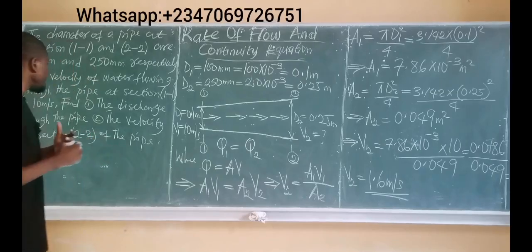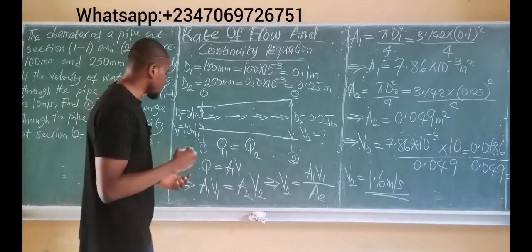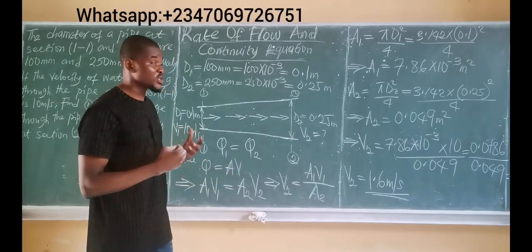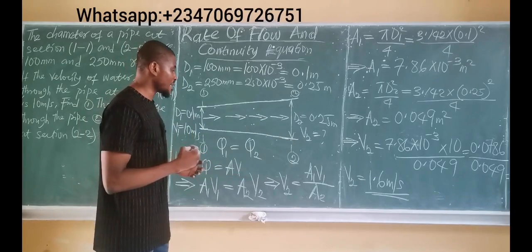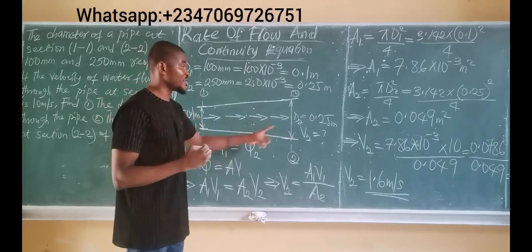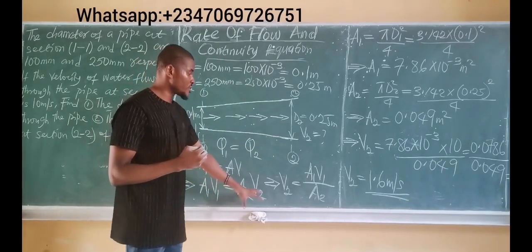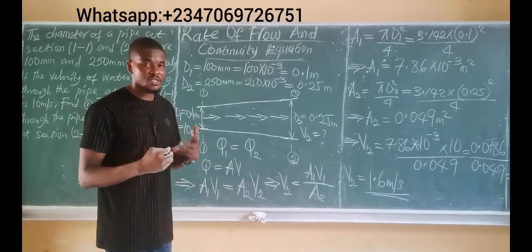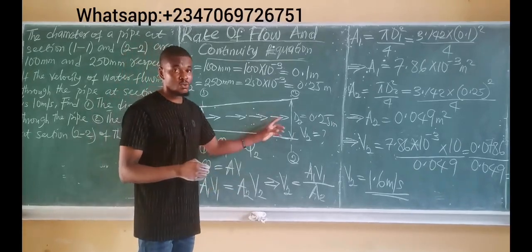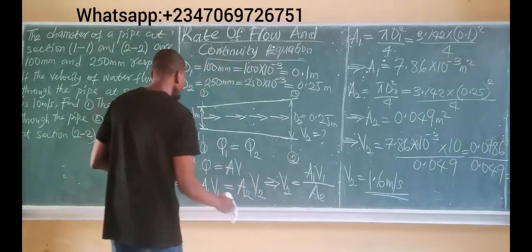Now, the first question actually says calculate the discharge through the pipe. And I told you earlier that discharge simply means area times velocity. So since we know the speed in each of the sections and we know their areas, we can use section 1 to calculate the discharge. That discharge remains the same as the discharge in section 2. So it's either you're doing A1 V1 or you're doing A2 V2. Whichever you multiply gives you the discharge, because from the continuity equation, discharge in section 1 is equal to discharge in section 2 for the flow to be continuous.